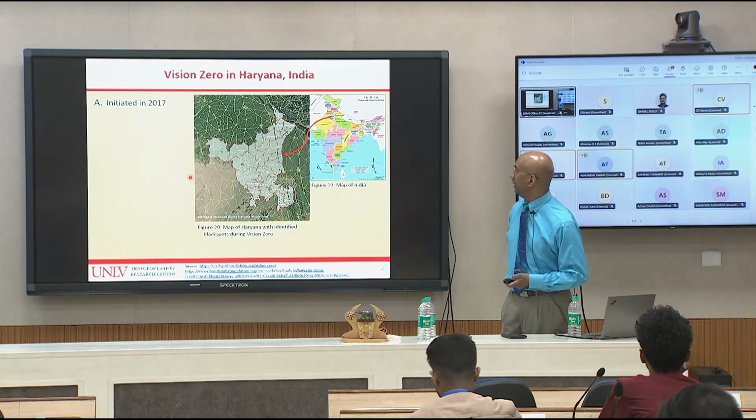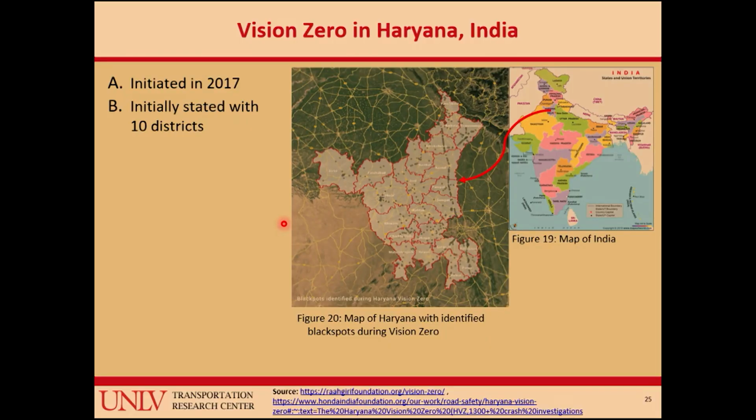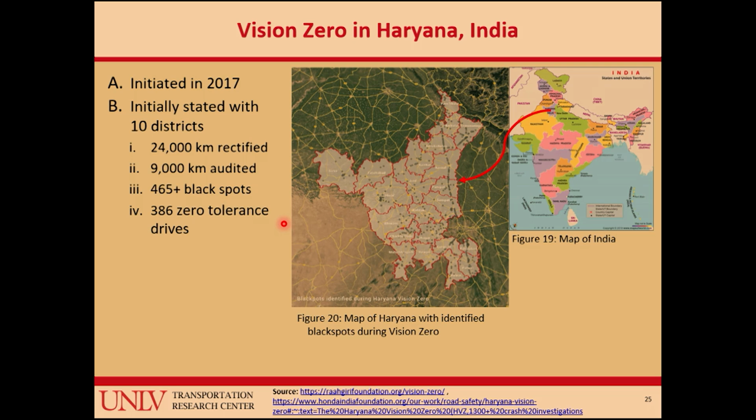So there were 10 districts in Haryana. It initiated in 2017, 10 districts that adopted it. They rectified or remedied 24,000 kilometers of road. 9,000 were subjected to a road safety audit. I presume all in the audience know what the road safety audit is. And they identified more than 465 black spots and had 386 law enforcement police drives for zero tolerance of whether it is speed violations or drunk driving, so on. And more than 1,300 investigations of actual crashes. They call it accidents. I changed the term to crashes.